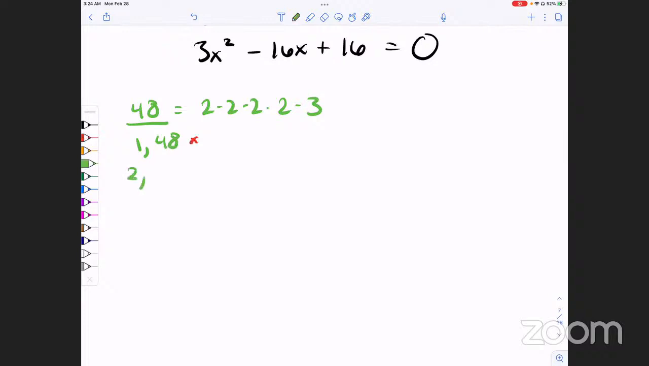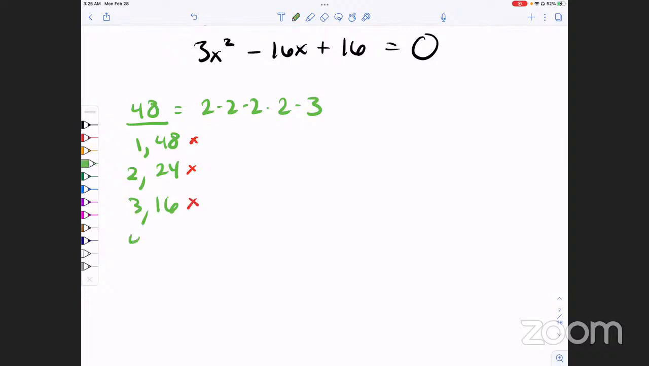We can do 2. If we use this 2, we have 24 left over, which adds to 26, so these are not the two we're looking for. We can do 3, because we have this 3 right here. If we use this 3, it adds up to 19, so these are not the two numbers that we're looking for.